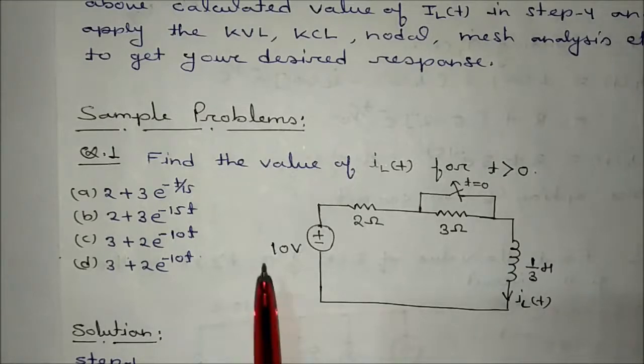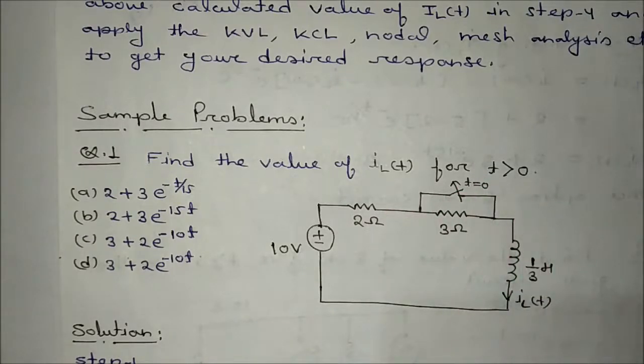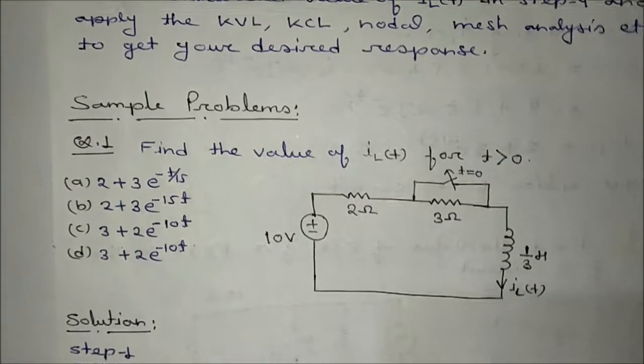It is asking to find the value of iL(t) for t greater than 0. So it is asking about the response of the inductor, and we have to follow all those 4 steps. Step number 1 is what? That is to calculate the value at t is equal to 0 minus.